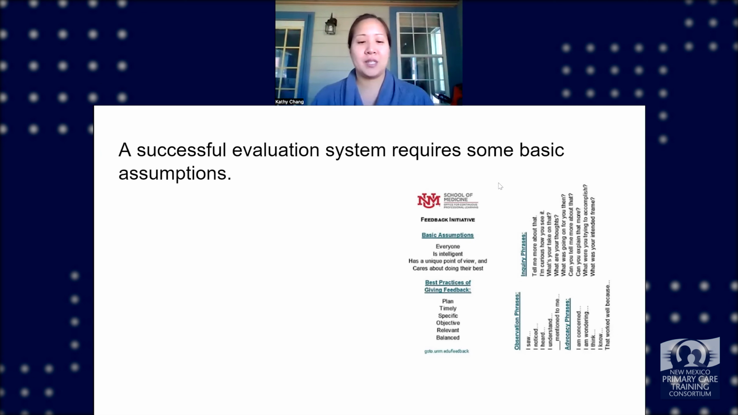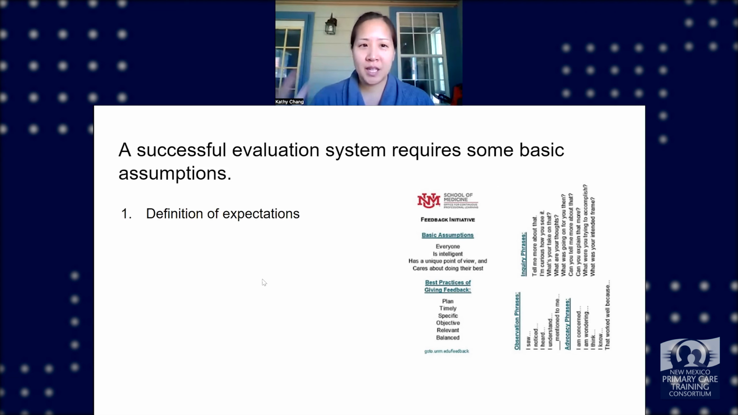And if we can start there, you get rid of a lot of the negative feelings and potential missteps or biases, and it helps, as was just brought up, with what you do when something clearly happened poorly. If I can start with the assumption that everyone is intelligent, has a unique point of view, and cares about doing their best, that changes how I formulate what I say and how I address the issue.